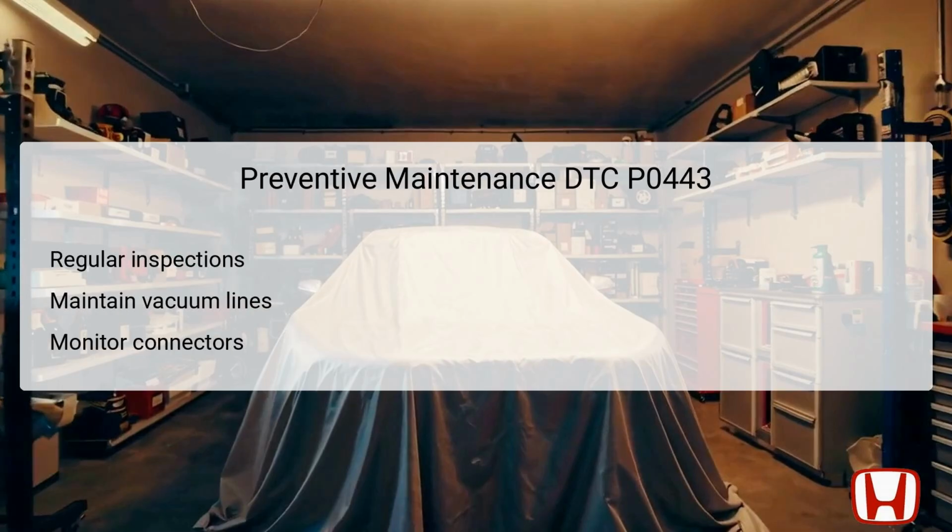Preventive maintenance is key in avoiding future occurrences of DTC P0443 and ensuring the longevity of the EVAP system. Regular inspections of the EVAP system, including the purge valve and associated hoses, can catch issues before they lead to problems. Maintenance of the vacuum lines is particularly important. Cracks or leaks in these hoses can cause malfunctioning of the purge valve and lead to emissions issues.